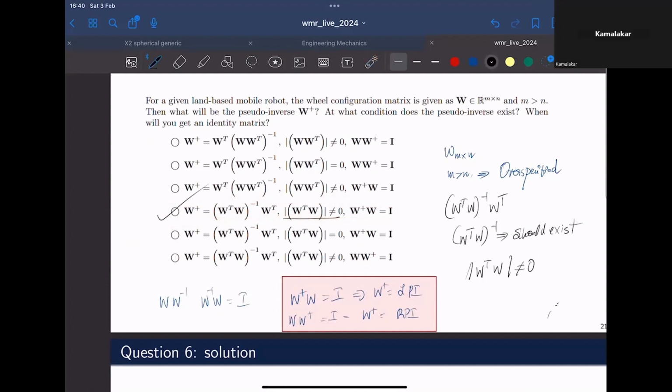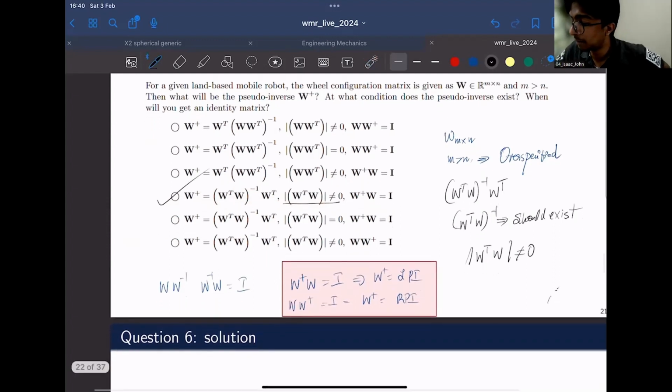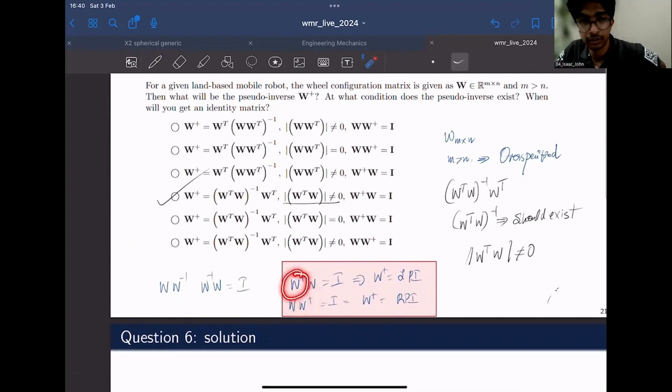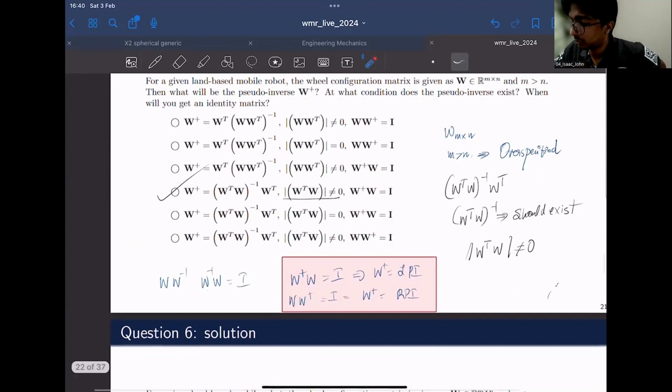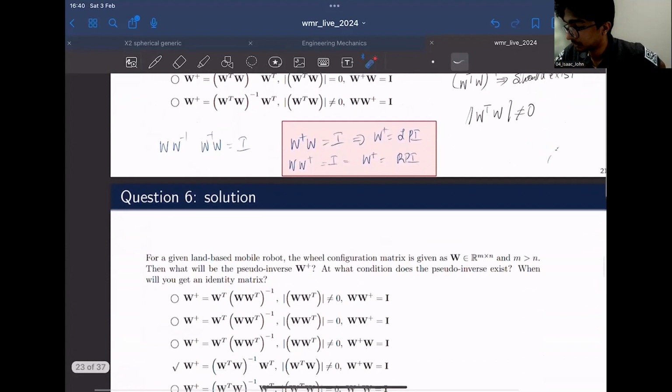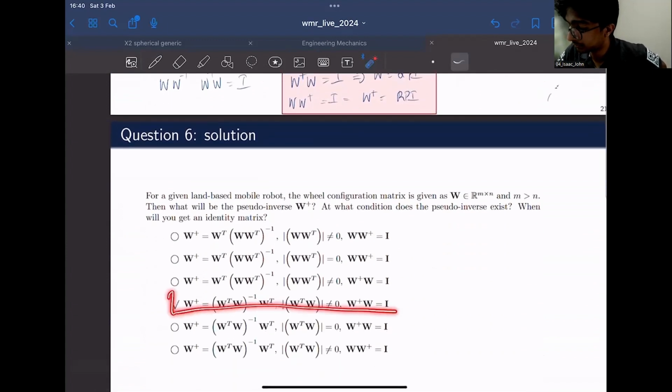Was that for the overspecified system, or will it be the same for the underspecified system? For an underspecified system, you have to post-multiply. If you're taking the right pseudo inverse, you have to post-multiply. Right pseudo inverse, the inverse comes at the right. Left pseudo inverse, the inverse comes at the left. Okay, so in that case, the correct answer is option 4 for question number 6.